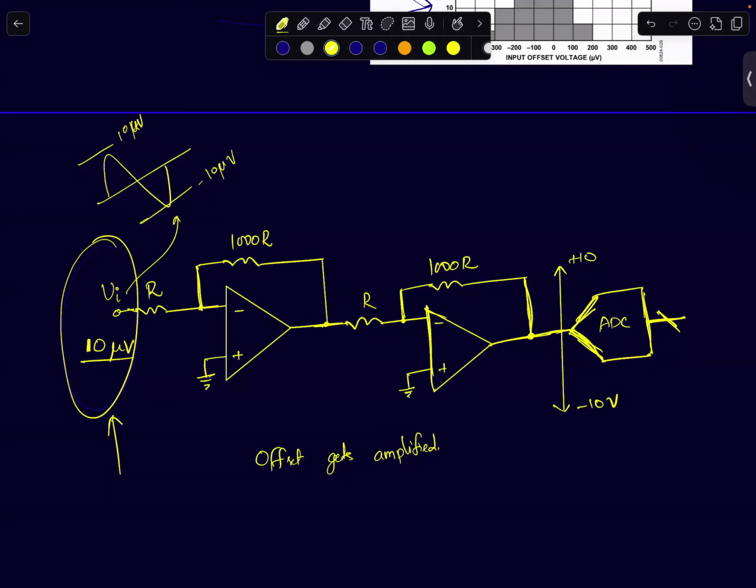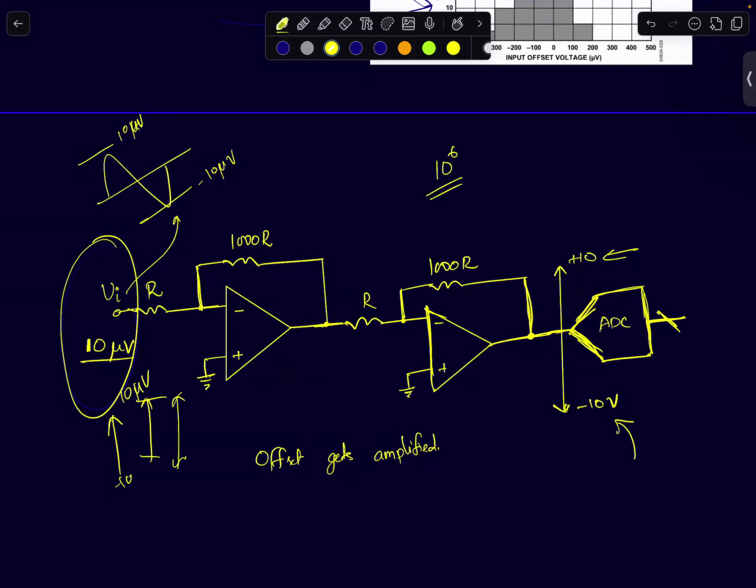I have an ADC. Eventually, I have to feed this signal to an ADC. It turns out the ADC's range is plus minus 10 volts. The ADC can operate on a plus minus 10 volt range. So now I have to convert this plus minus 10 microvolt range to plus minus 10 volt range. What is the total amplification factor needed? I have to convert plus minus 10 microvolt to plus minus 10 volt, so you will need an amplification factor of 1 million, which is 10 power 6.